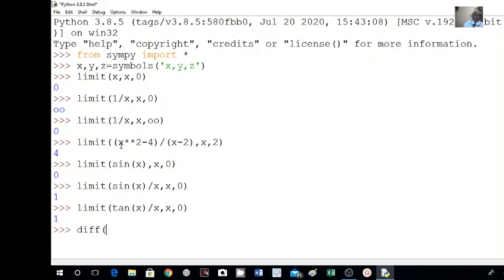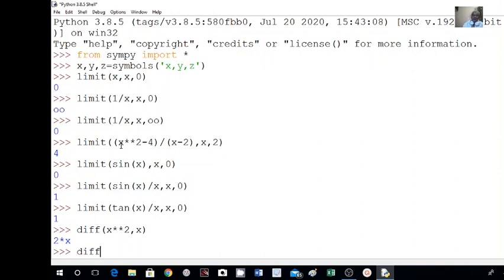Next I will go for diff of x square comma x. I think this is the differentiation of x square with respect to x. Same command, enter. This is equal to 2x. Differentiation of x square with respect to x.